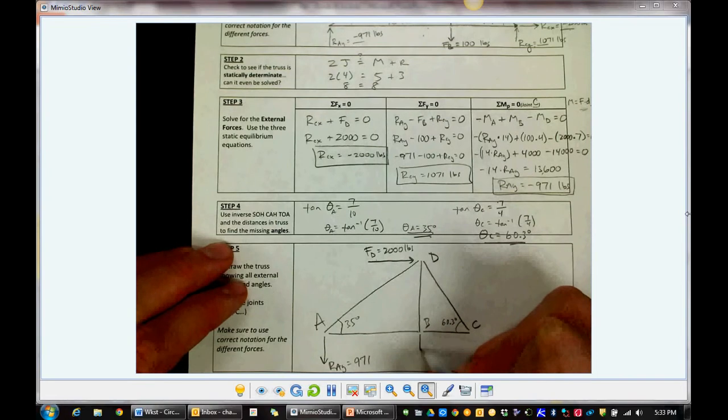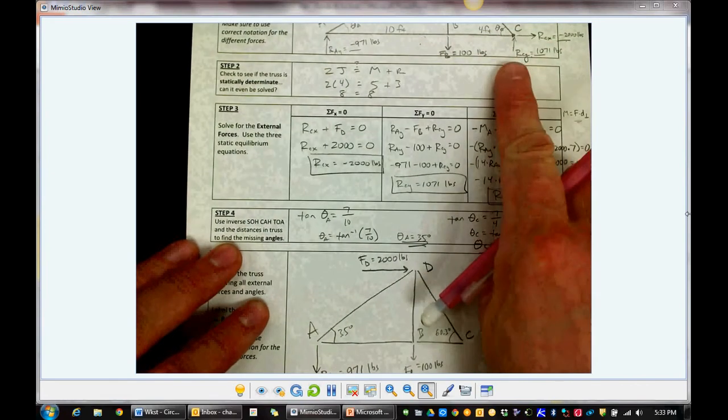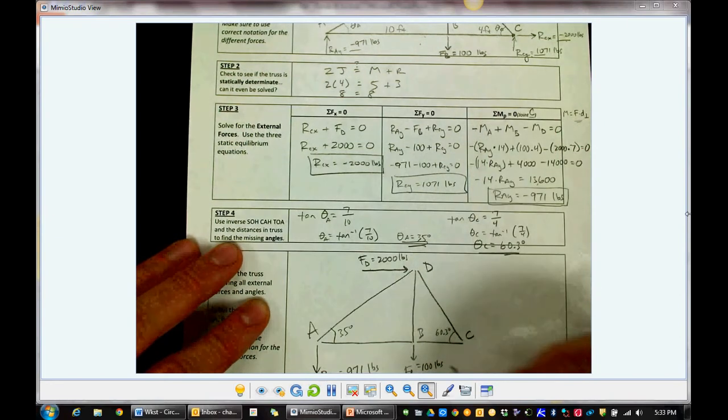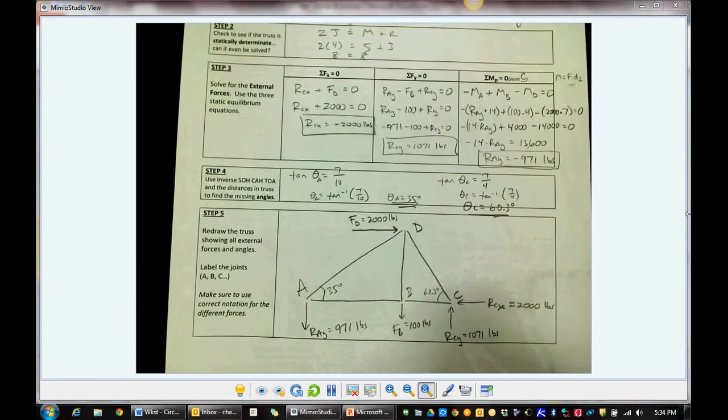We still have force B, 100 pounds down. And then at joint C, we had our CX and our CY. Our CY, we drew it up and we got a positive number, so it is in fact in the upward direction. So let's keep it that direction. Our CY is 1,071 pounds. Our CX, we drew it to the right, but we got a negative value, which means we drew it the wrong way. So we're going to change our arrow and point to the left and make it 2,000 pounds. Our CX is positive 2,000 pounds, but in that direction shown by the arrow there. All right, so we have now redrawn the truss with all external forces and angles, and we've labeled the joints.